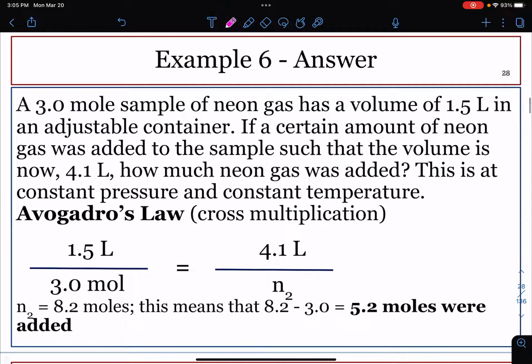In this problem, we're going to use Avogadro's number, and we can solve through cross multiplication. We find that N2, or the final amount of moles, is 8.2 moles. However, the tricky part in this problem is that the problem is asking for how much neon gas was added. So we didn't add 8.2 moles, we ended up with 8.2 moles, and we had started out with 3 moles. Therefore, if you subtract, you can find out that 5.2 moles of gas is what was added to the sample.